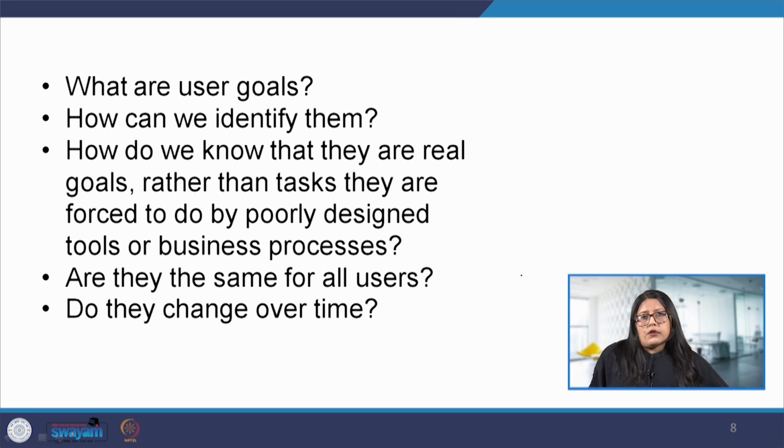So, what are the user goals and how as designers do we identify them?